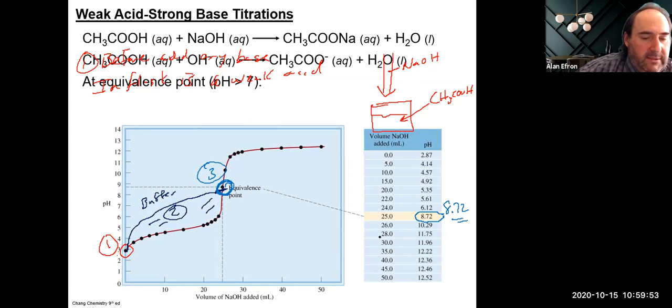Question on what to do at the equivalence point in this type of titration.